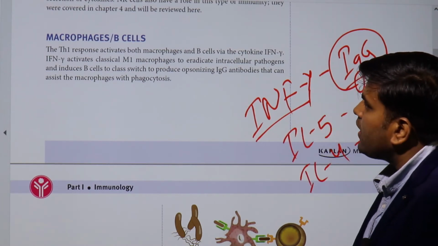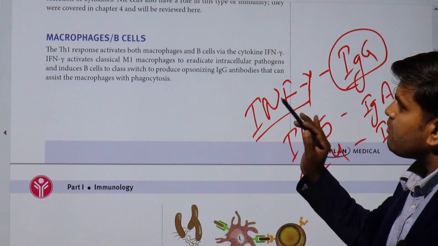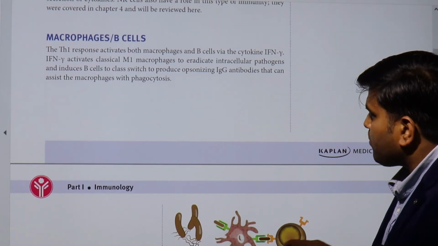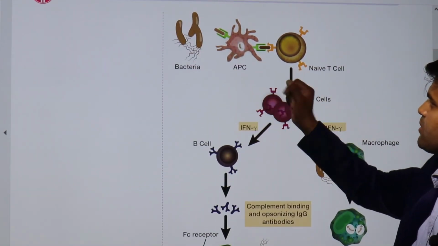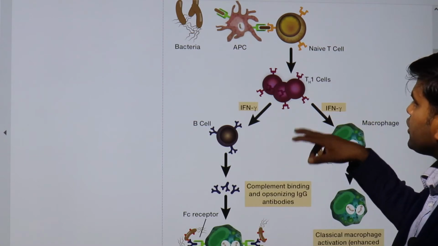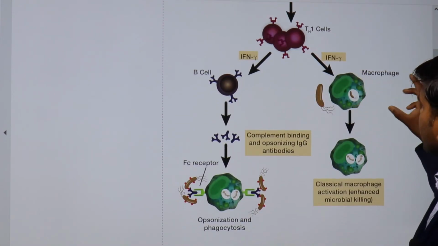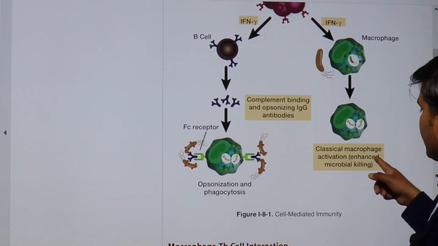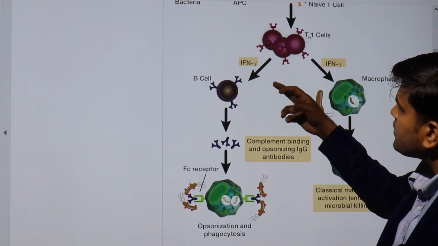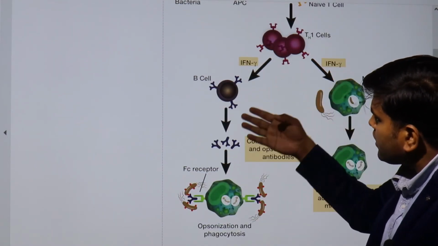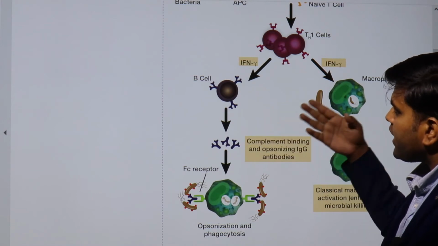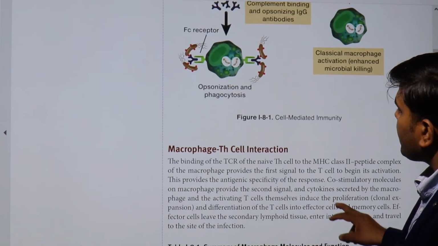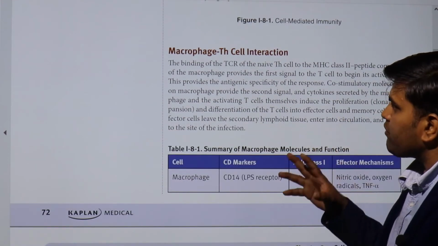Now we are discussing macrophages, where interferon gamma causes M1 macrophage activation and also causes class switching of immunoglobulin G. You can see over here the antigen presenting cell, the naive T cell that activates the Th1 arm, which releases interferon gamma. This interferon gamma causes M1 activation, the classical macrophage activation, and enhances microbial killing. It also acts on the B cell and causes class switching to immunoglobulin G, which acts as opsonization and aids phagocytosis of the cell. So this is one way of cell mediated immunity as well, related to the macrophage and antibody.